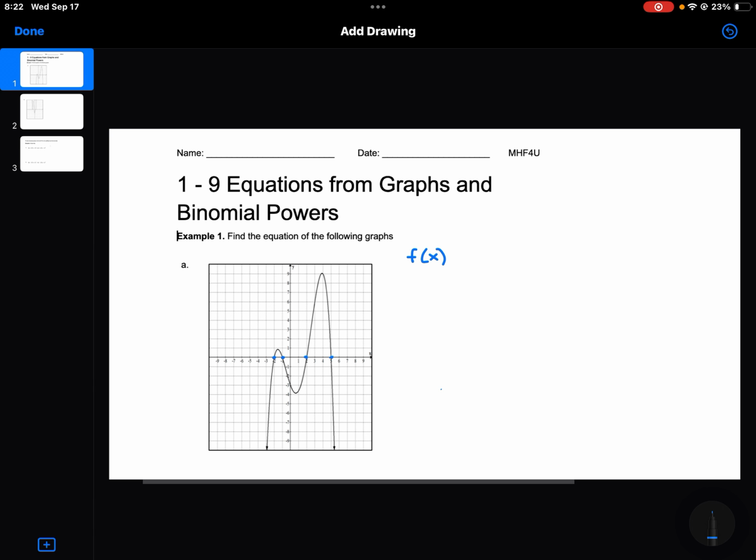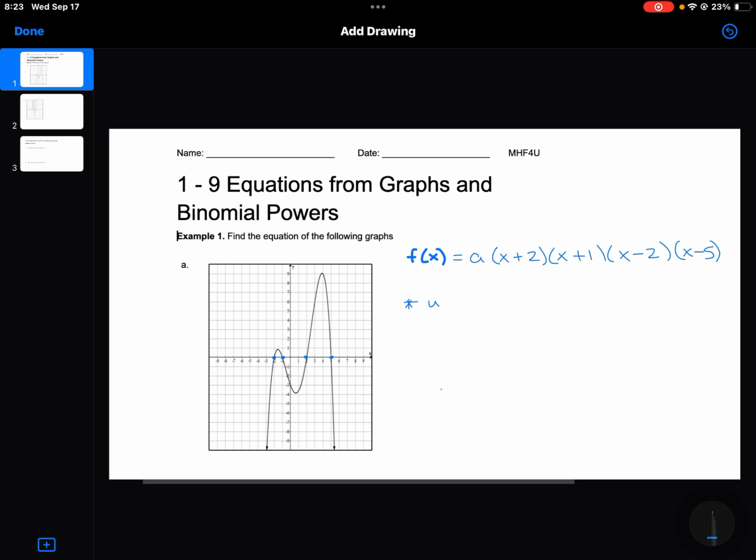I can tell that it is an even negative degree function because my ends are both finishing in the same direction. I'm going to put in my a value, which is my vertical stretch factor when it's compared to other members of the same family. And then I'm going to fill in my zeros. So x plus 2, x plus 1, x minus 2, and then x minus 5.